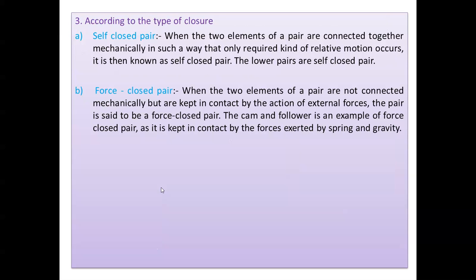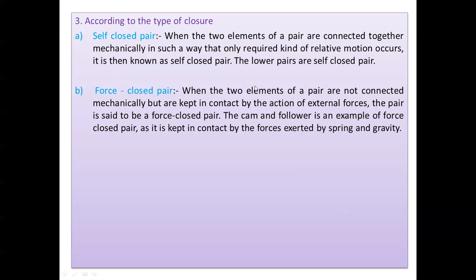Moving next, the third major classification for kinematic pair is according to the type of closure. What type of closure is there? On that basis, kinematic pairs also get classified. First one is self-closed pair. Here you can say that when the two elements of a pair are connected together mechanically in such a way that only the required kind of relative motion occurs, meaning when these two elements are connected mechanically, that pair is known as self-closed pair.